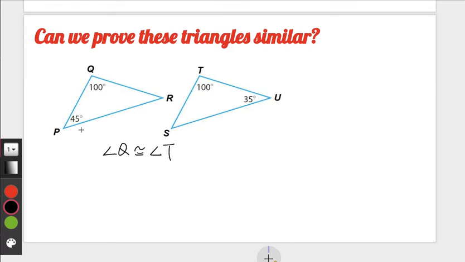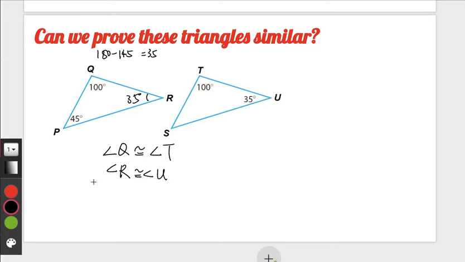However, the next ones are 45 and 35. So they're not the same. Can we say they're not similar? Let's check. As we mentioned, all three angles add up to 180. So let's check the last one. 100 plus 45 together is 145. Then subtract from 180, it's going to be 35. So this angle is 35 degrees. So now you see 35 is congruent to 35. Then of course now we have another pair. Angle R is congruent to angle U.